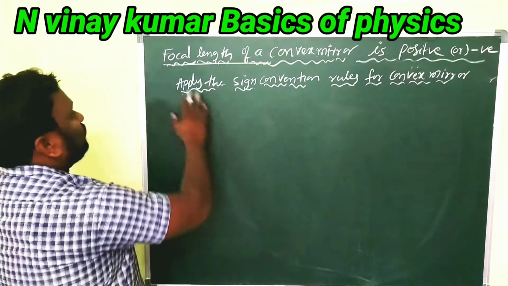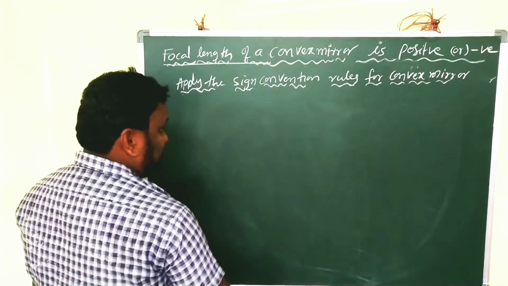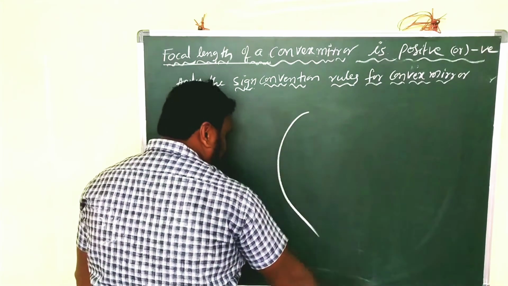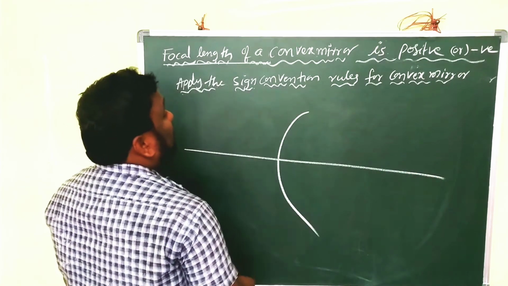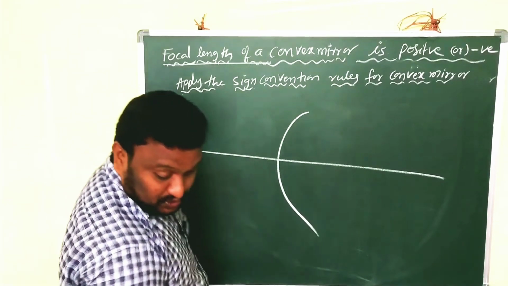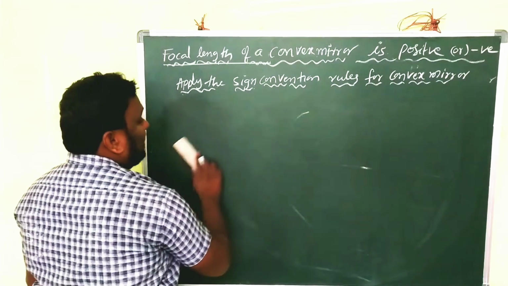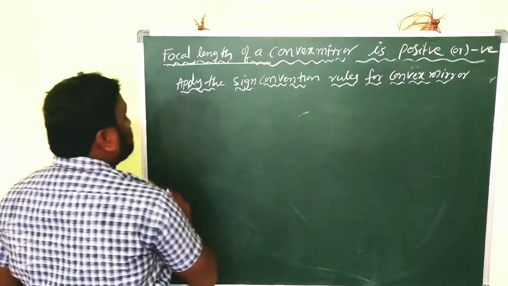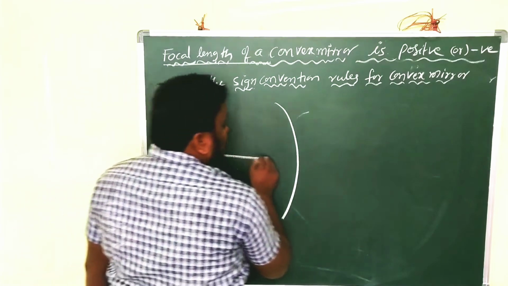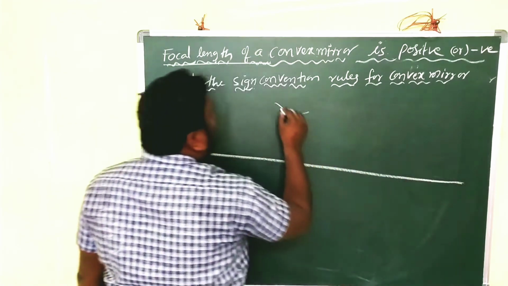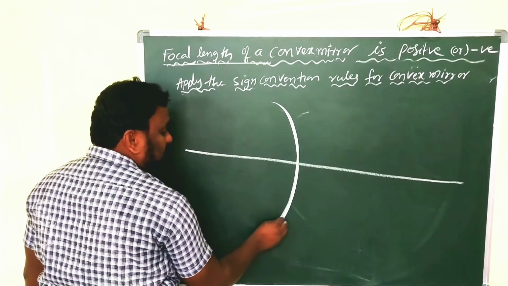First thing: is the focal length of a convex mirror positive or negative? How can we say that, according to the sign convention rules? To understand that very simply, I will give one ray diagram. There are some sign convention rules, and I uploaded one video for that. You must watch it, if you haven't seen it yet.